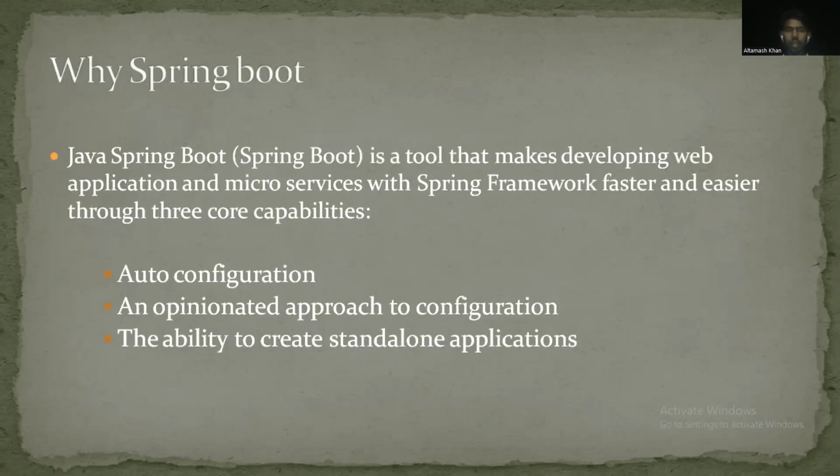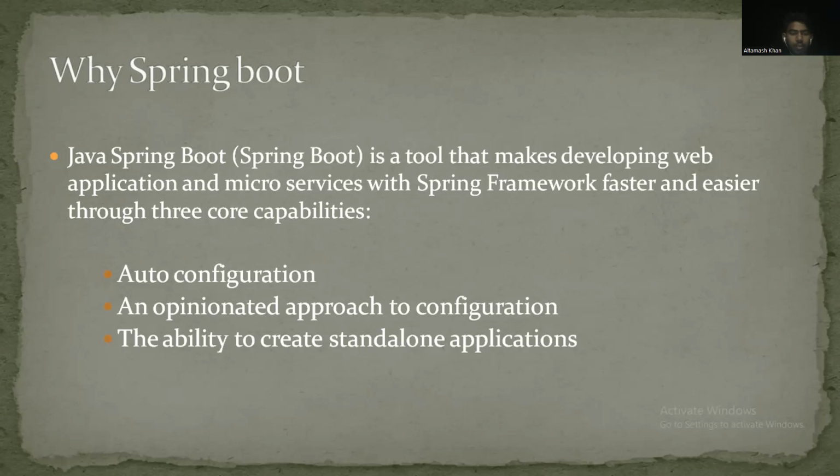And if we talk about why I'm using Spring Boot, Spring Boot is a tool that makes building services with the use of the Spring framework faster and easier. There are three core capabilities that are the reason why I'm using Spring Boot. First is auto configuration. When we make any project, a lot of configuration is required, so we have to do a lot of configuration. But in Spring, it is done automatically by the Spring framework.